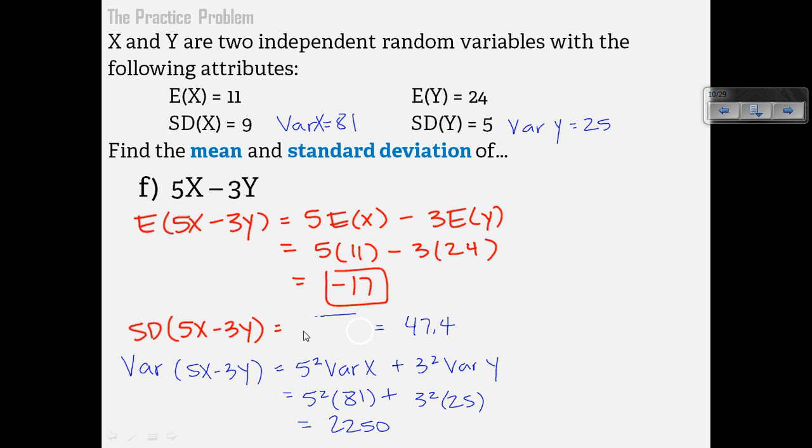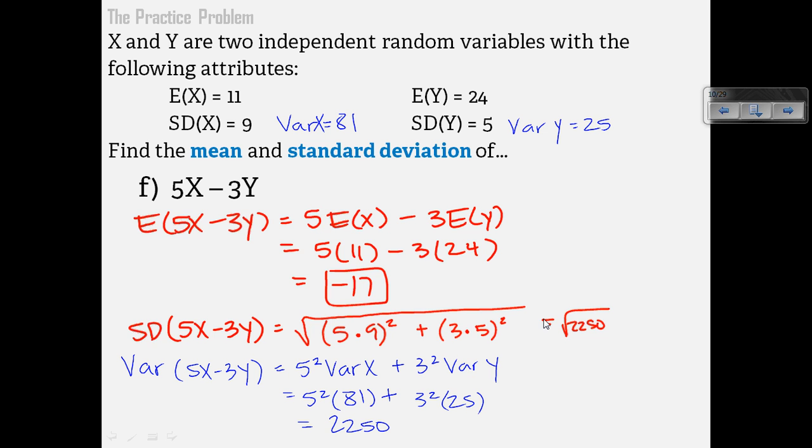Okay? So if you wanted to just work with the standard deviation formula, which is where we do the square root of standard deviation of x squared plus standard deviation of y squared, how that would change with these scalars is that I would do 5 times standard deviation of x, squared, plus 3 times the standard deviation of y, squared. And that gets me that same square root of 2250, which is 47.4. Okay. So two different ways of looking at it. If you knew that that's what you needed to do with the formula, then that's fine. You don't have to go through the variance, but a lot of times that makes it a little bit simpler to work with. It's up to you.